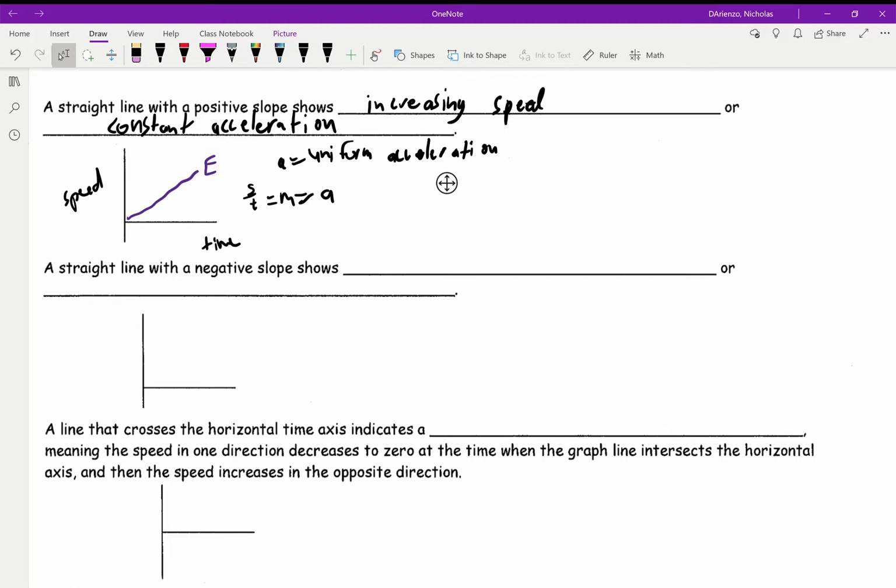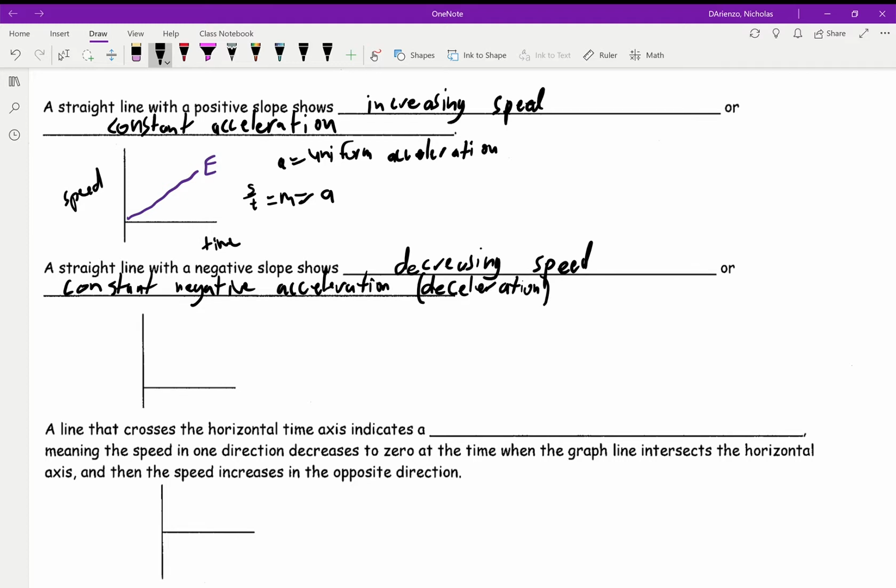Now a straight line with a negative slope is going to show the opposite, which is decreasing speed, or constant negative acceleration, which we would also call deceleration, which is going to slowly bring the speed down, or quickly, but it'll bring the speed down of our object to a certain point.